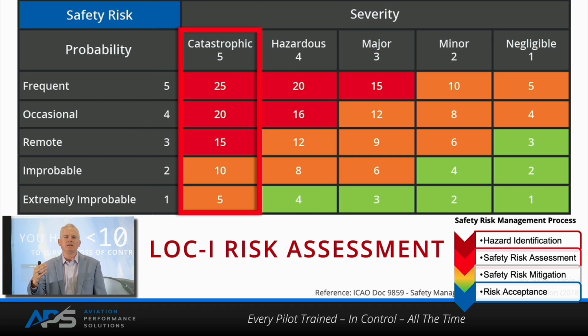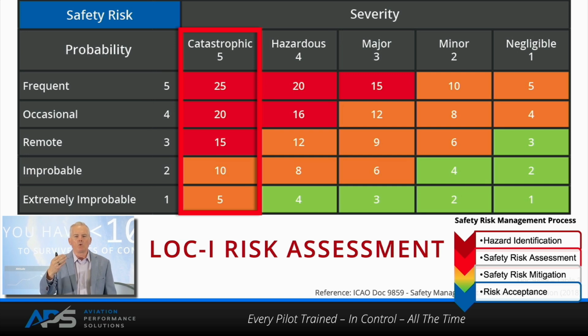I want to remind you what those squares mean. The red squares, the orange squares, and the green squares represent the safety risk profile of this particular operator. Red is an intolerable risk. If we land on a red square, we need to cease the operation, mitigate the risk, and reassess it.